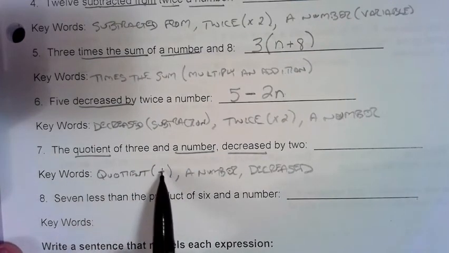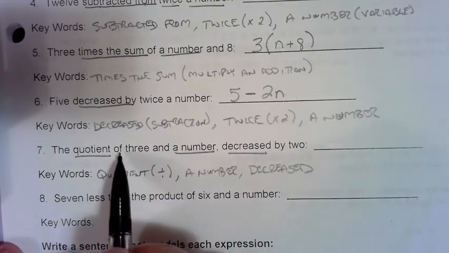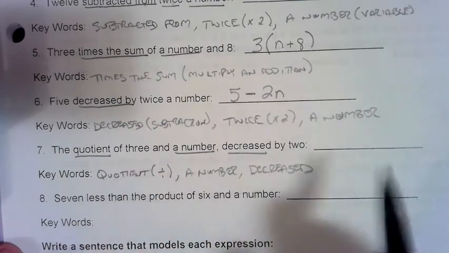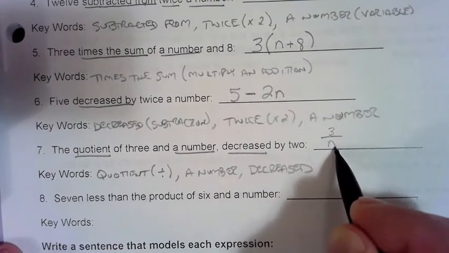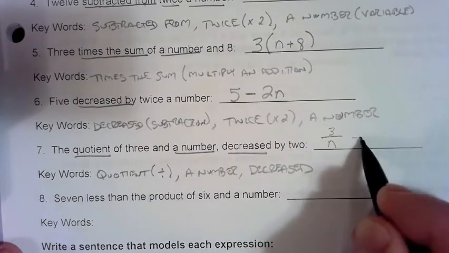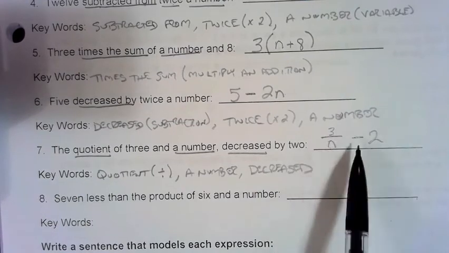Now, when we do division in algebra, our division is going to look like a fraction. So I'm going to make a fraction. Notice the order of 3 and a number. 3 was mentioned first, so that's my numerator, divided by some number n, and then I'm going to decrease it by 2. 3 divided by n minus 2.